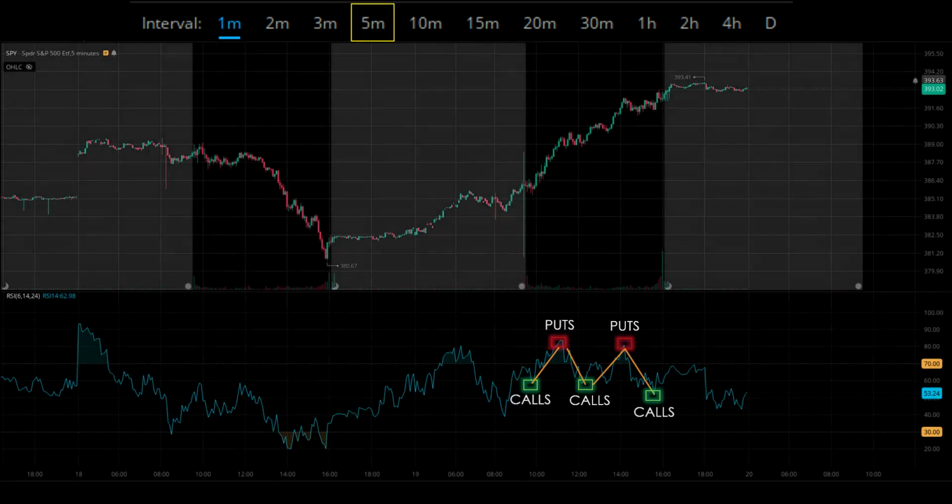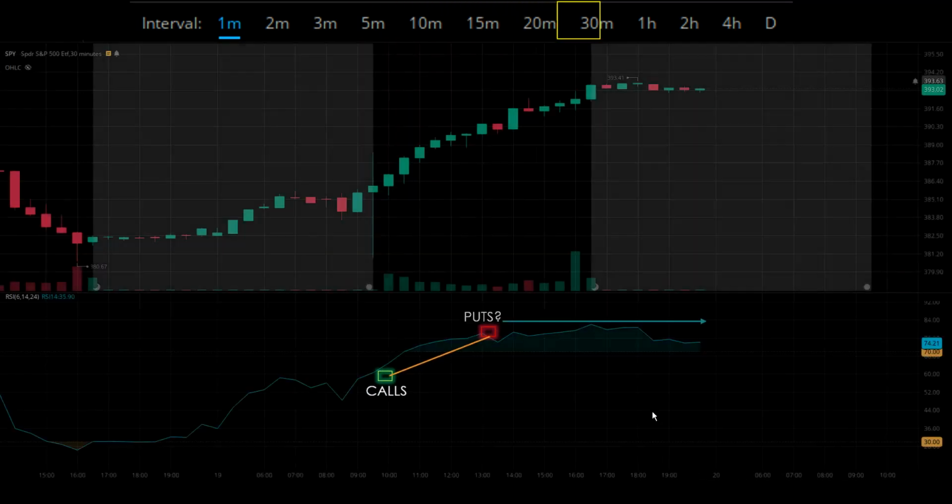Let's go to the 5 minute now. Now we're a little bit more condensed. You see here, calls, puts, and calls. Hung near the high side all day. But that's besides the point. This was opportunity for profit. Then we go to the 30 minute.